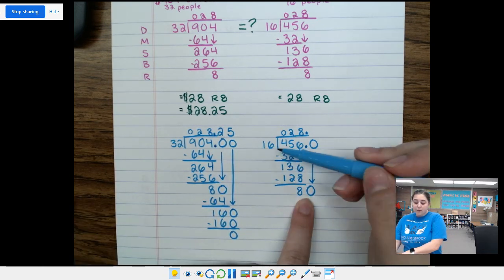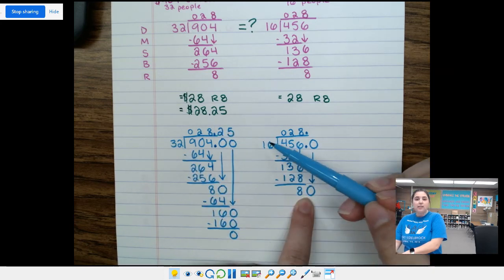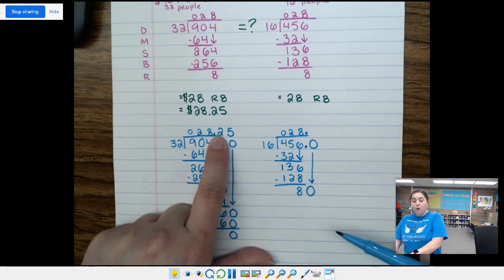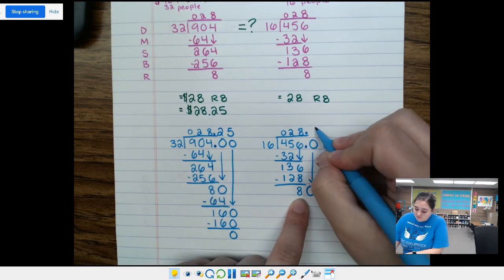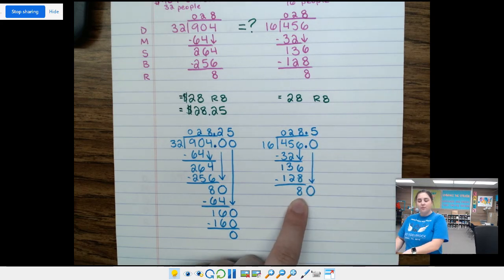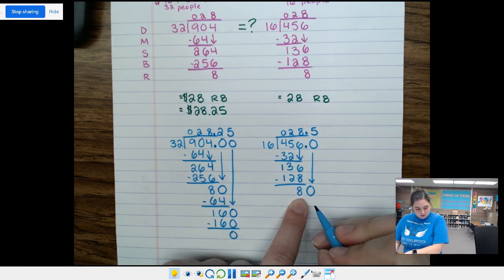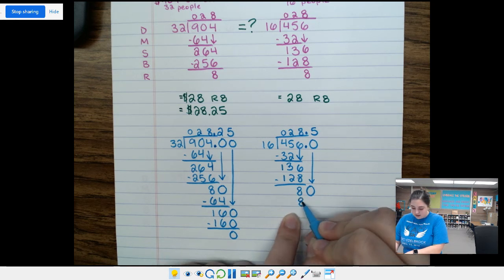So now this time, remember, I'm not using my 32. Now it's 16. So it's going to be different. 16 can go into 80 more than 2 times. In fact, it can go in 5 times. 5 times 16 is exactly 80.